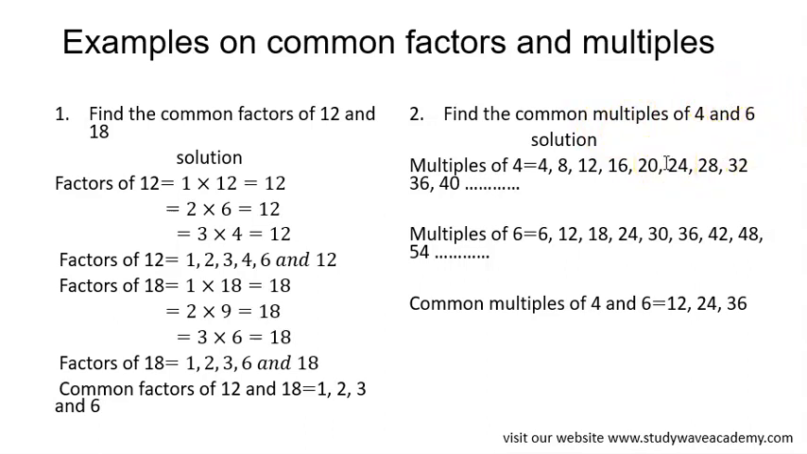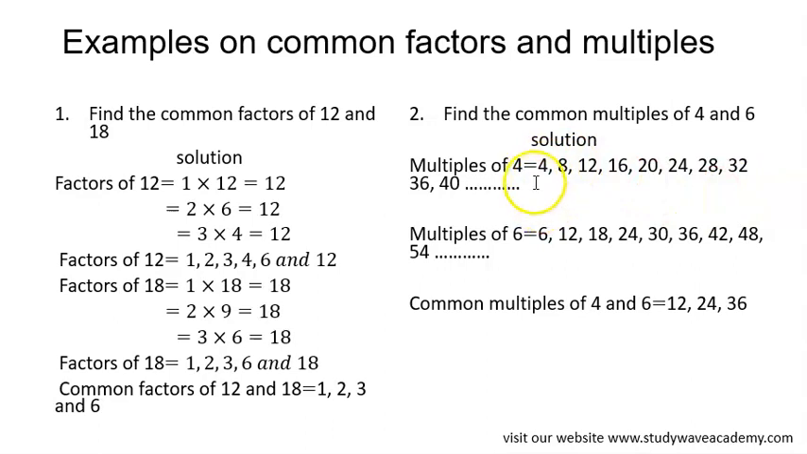To get the common multiples of 4 and 6, we first of all look for the multiples of 4. The multiples of 4 include 4 plus 4 is going to give us 8, plus 4 is going to give us 12. 12 plus 4 is going to give us 16. 16 plus 4 is going to give us 20. 20 plus 4 is going to give us 24. It keeps on going, or you use the multiplication method.